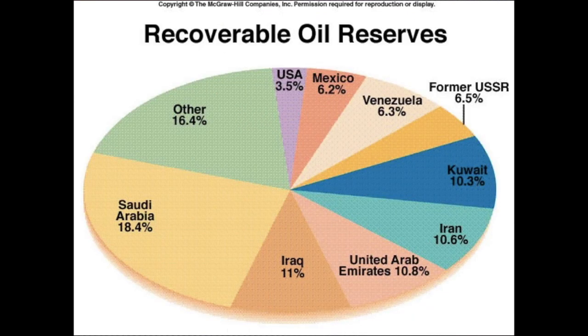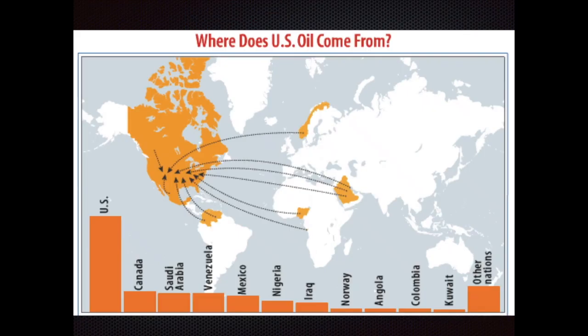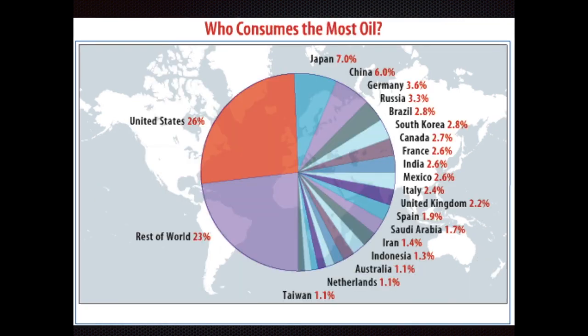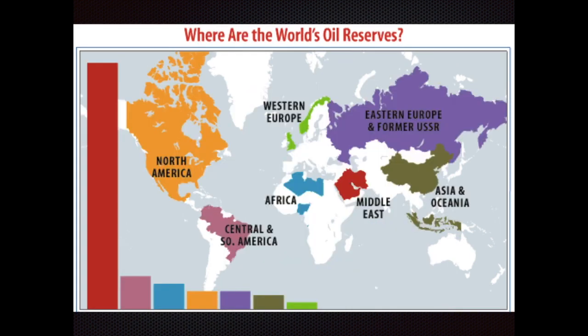The oil reserves are primarily going to be found in the Middle East. The U.S. does have a small percentage of the world's oil reserve, but our oil is going to be coming from other places. And we have the U.S. consuming the most oil, and basically we see that the world's oil reserves are mainly from the Middle East.